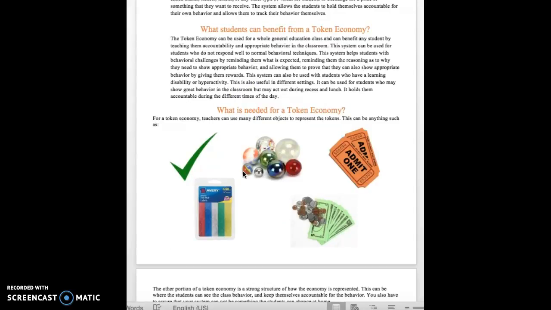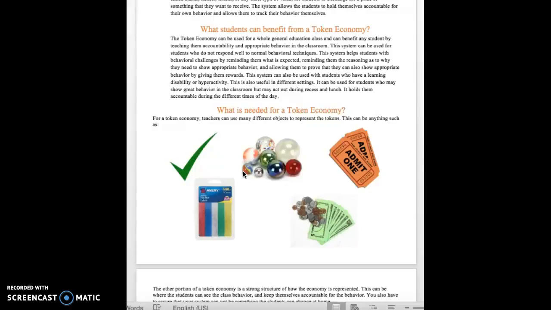The token economy can be used for a whole general education class, but it can also benefit any student in accountability and appropriate behaviors within the classroom. It can be used for students who don't respond well to normal behavioral techniques. So, students who may not respond well to flipping a card or moving a pin or changing your color, this may be one of those systems to help them out, especially because you're not calling them out for their behavior. You're simply asking for an item from them.